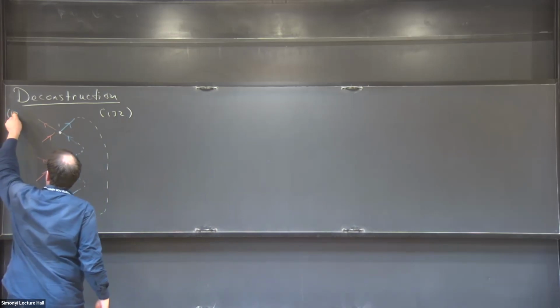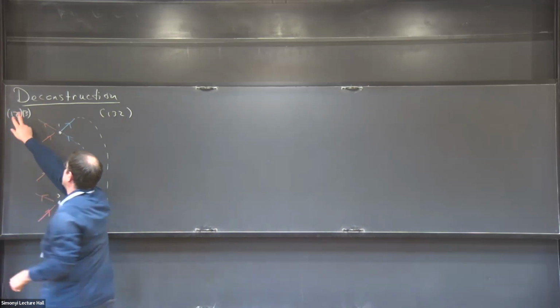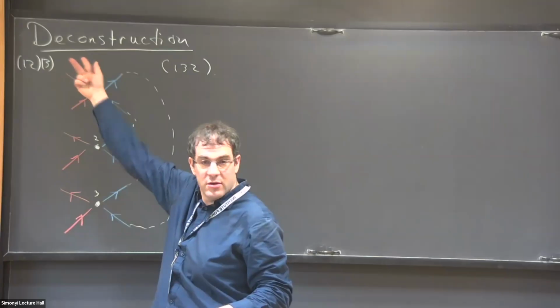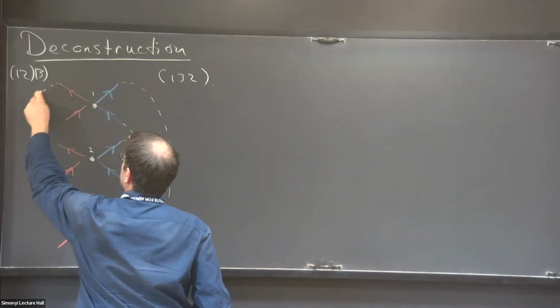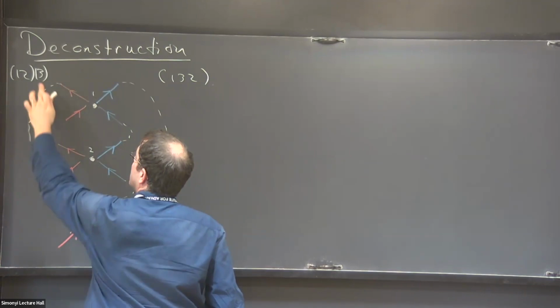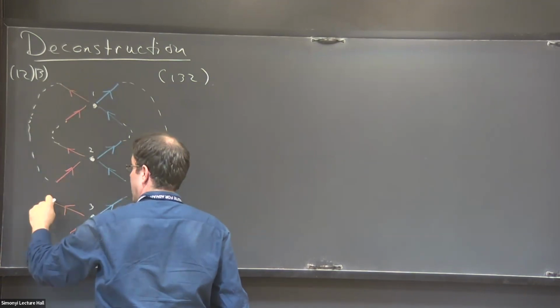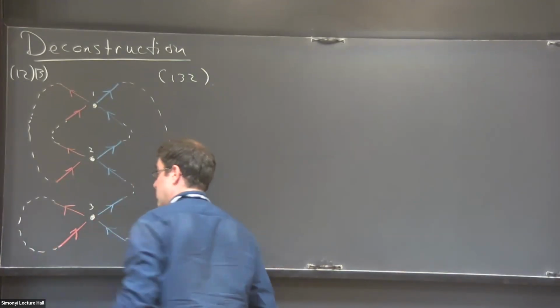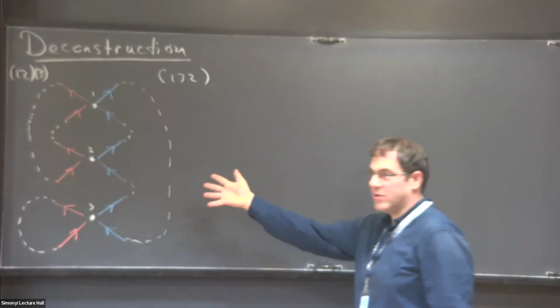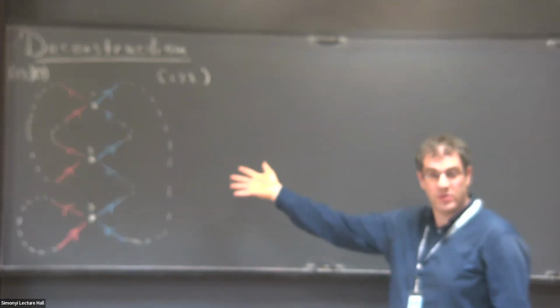For example, maybe I pick this permutation, which switches 1 and 2 and leaves 3 alone. So what happens? I send 1 to 2, so I hook up the outgoing edge from 1 to the incoming edge of 2. It sends 2 to 1, so I go like this. And it sends 3 to 3, so I hook up the outgoing edge from 3 to the incoming edge of 3. Now I've created here a 4-regular graph on 3 vertices.